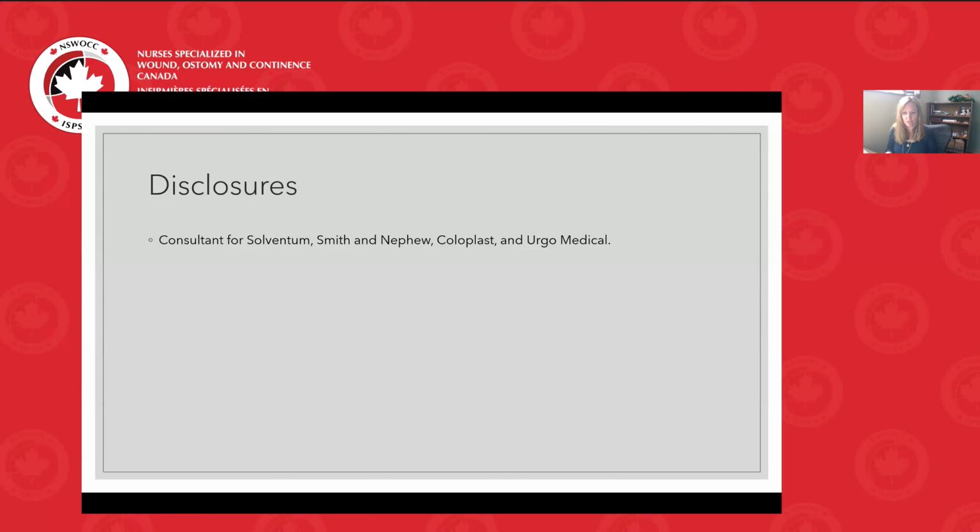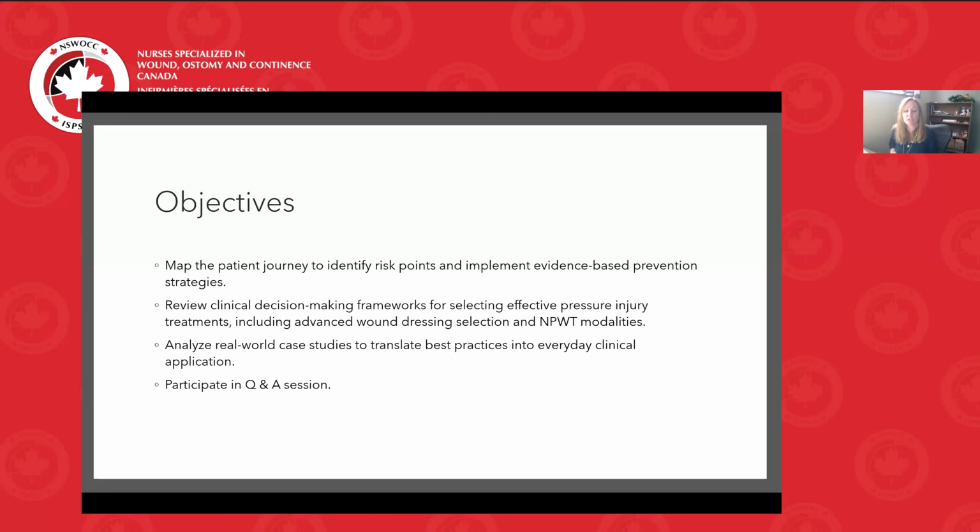So our objectives for this presentation: we are going to look at the patient journey to identify risk points and implement evidence-based prevention strategies for our patients that are at risk for the development of pressure injuries. We're going to review clinical decision-making frameworks for selecting effective pressure injury treatments, and this will include advanced dressing selection as well as some negative pressure wound therapy modalities.